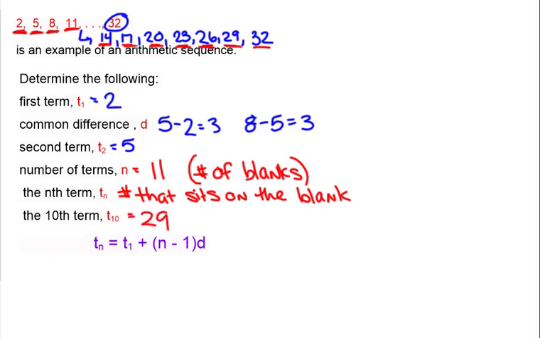With arithmetic sequences, we can figure out what number is sitting in that nth blank with the formula Tn is equal to T1 plus n minus 1 times d, where d is the common difference.